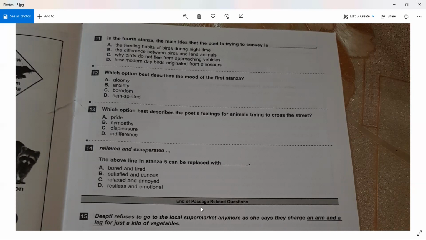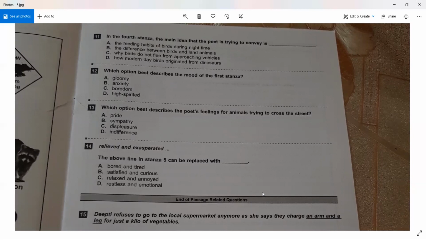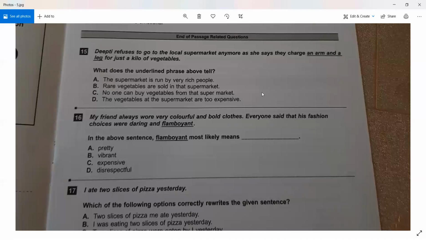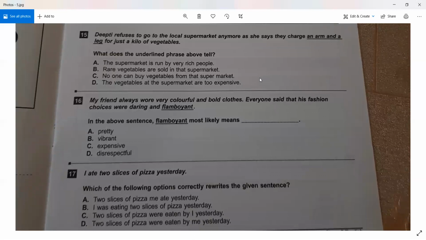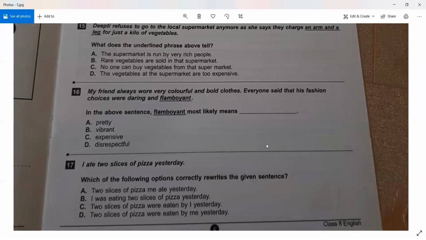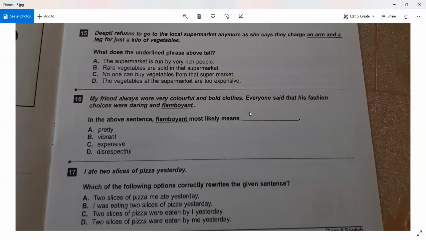The questions related to the passage end over here. The remaining questions on this page are language questions. Let us proceed. Pause the video and read. As a practice, if you are not sure, you can Google search the meaning. But it is advisable that you try to understand as per the context. Let us proceed.